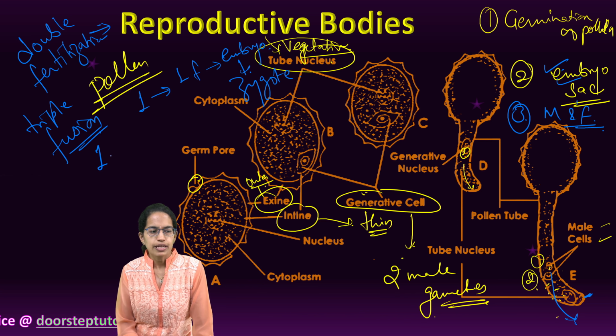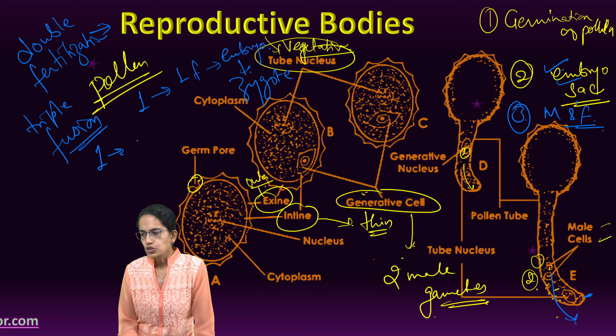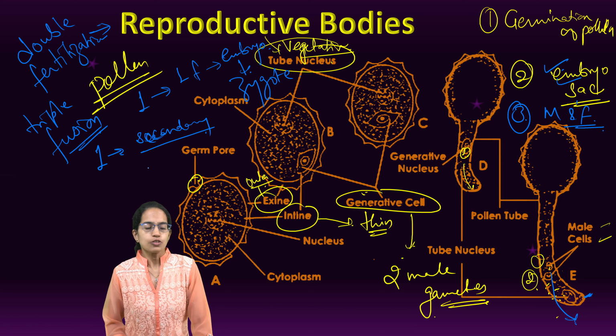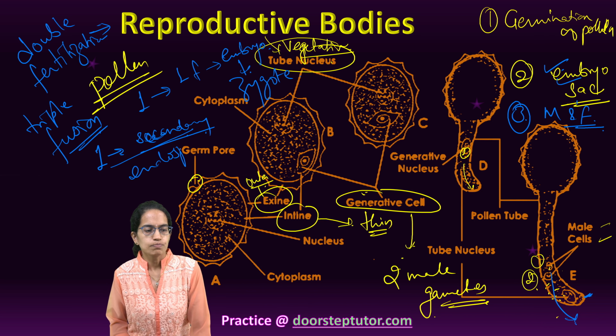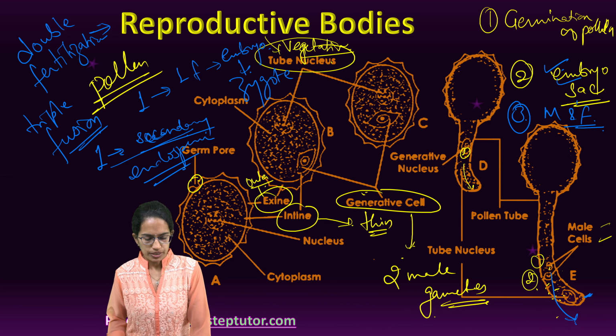The other male gamete actually moves to the secondary nucleus, which is the polar nucleus as it is called, so the polar cells, and it fuses with the polar cells to form the endosperm. So there are two important things that happen.